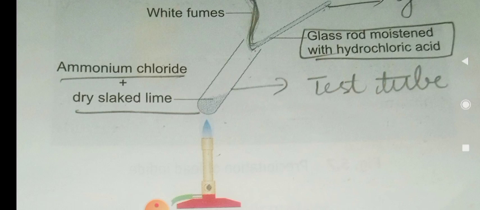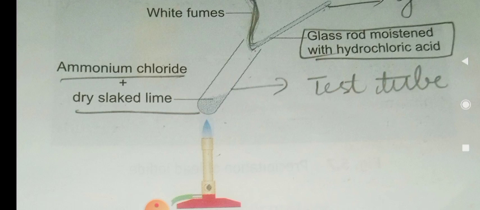Thick white fumes are formed, suggesting that the gas evolved is ammonia. So we can identify that by this test. A glass rod moistened with hydrochloric acid should be introduced to the white fumes. Fumes means a slight smoke. So this will confirm the formation of ammonia.